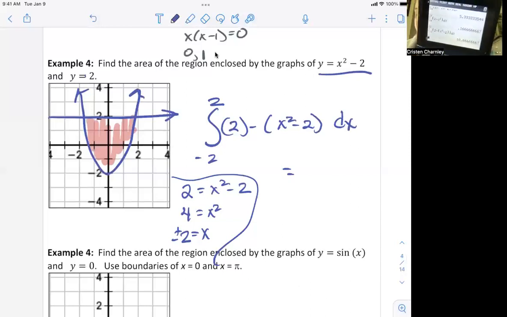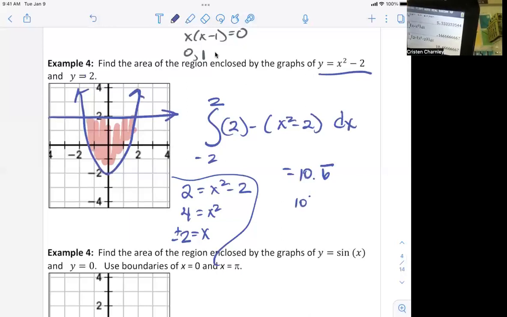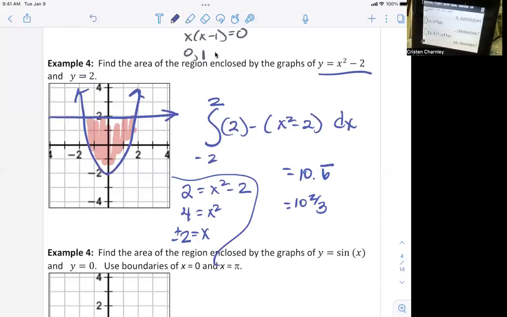This one is 10.6 repeating, which is really 10 2/3. Now, again, you could solve these by hand, entirely possible. I'm just not asking you to do that right now.